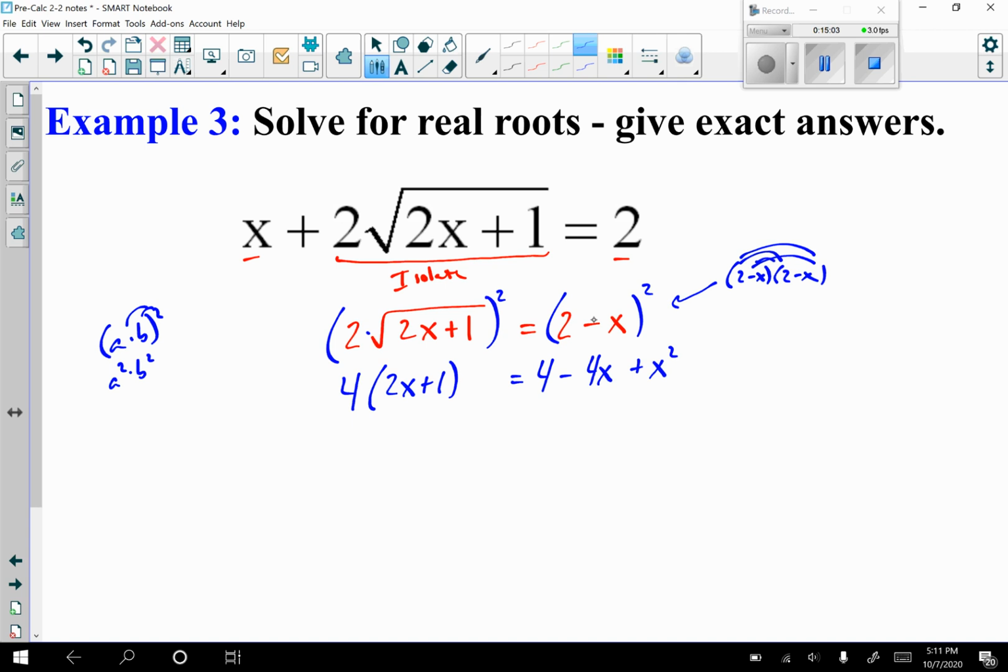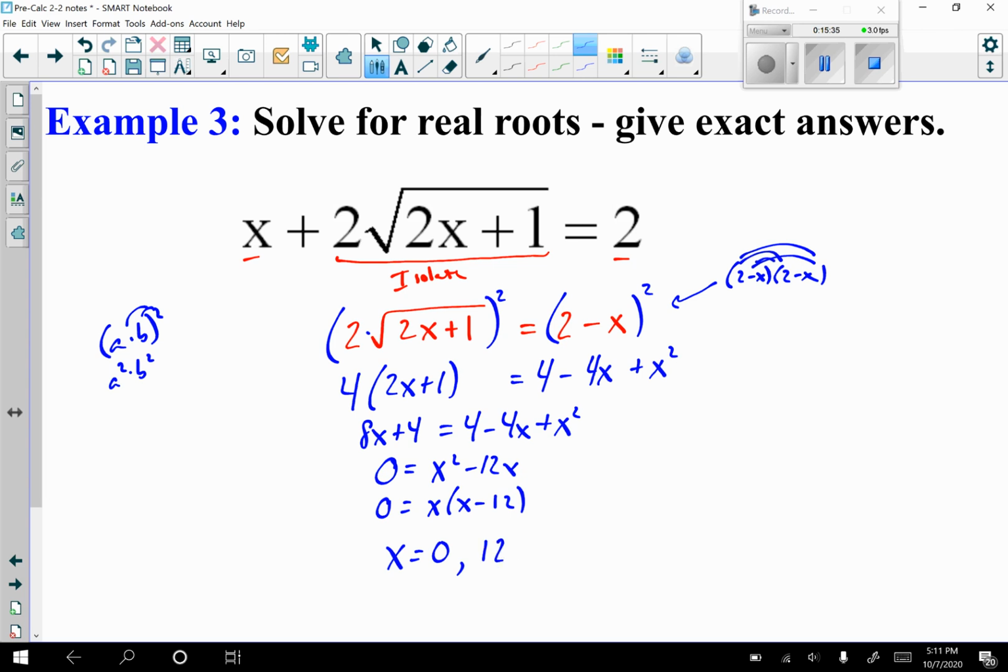That was easier to foil than trying to do that with this entire side with the square root. So now we end up with 8x plus 4, 4 minus 4x plus x squared. That's just a quadratic. It's just got like terms to combine. So let's make it equal to 0. So we can factor. X squared, subtract, we got minus 12x, subtract 4, we got 0. So this one factors into x times x minus 12. So x is 0, and 12 is what we have.